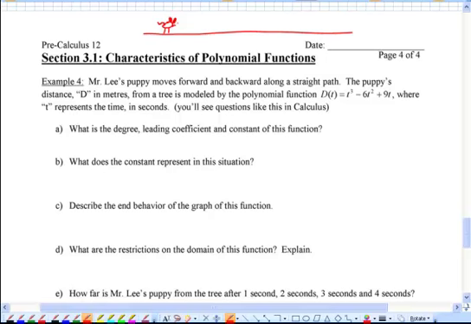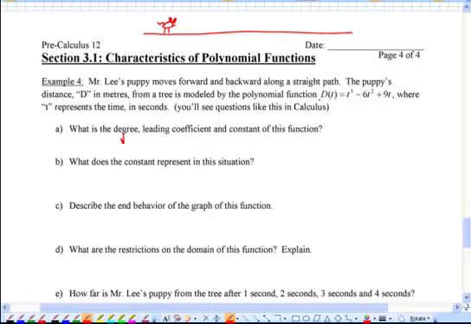Anyways. So the puppy's distance d in meters from a tree is modeled by this polynomial function d of t. So the distance is affected by its time, and it's given by this equation, t cubed minus 6t squared plus 9t, where t represents time. Okay, so what is the degree, leading coefficient, and constant of this function?